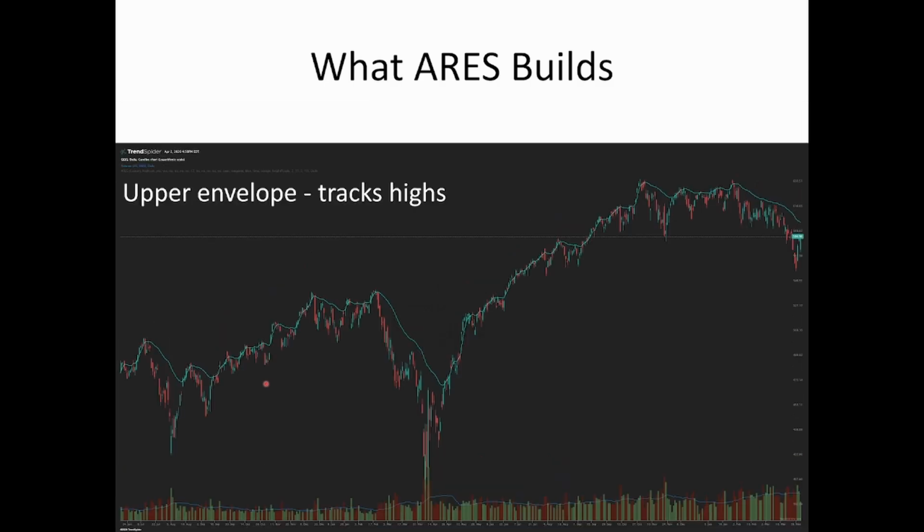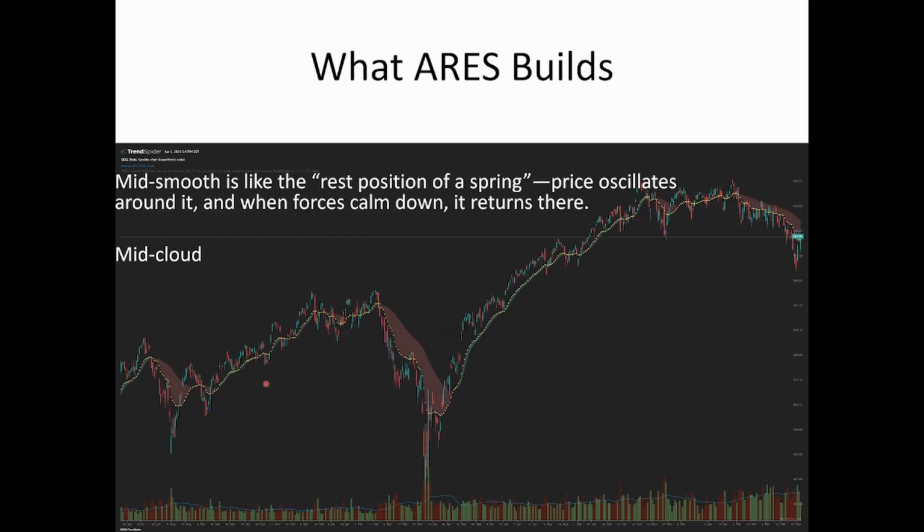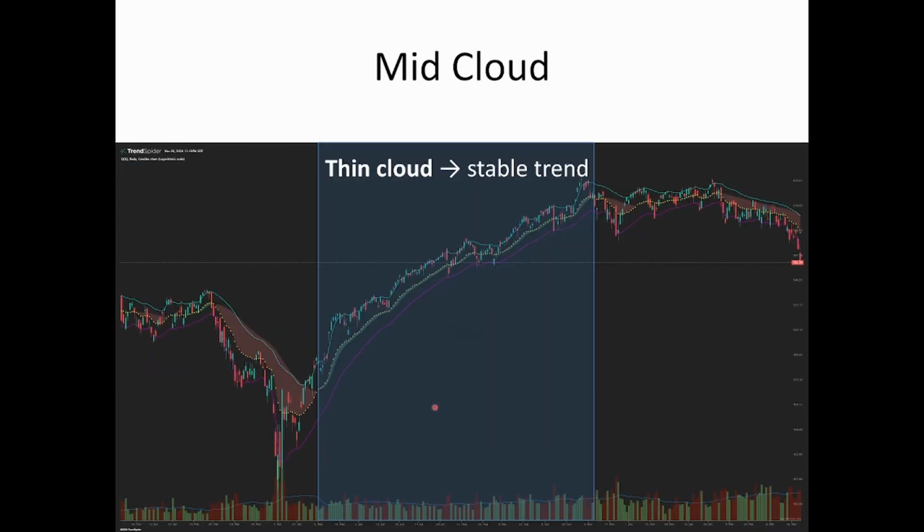ARES builds an upper envelope which tracks the highs and a lower envelope which tracks the lows, and there is a midline which represents the balance implied by the envelopes, the dotted line here. In addition, there is a mid-smooth line which is like the rest position of a spring. The price oscillates around it, and when forces come down, it returns there. This mid-smooth line together with the midline defines the mid-cloud, which has particular importance in characterizing the price development.